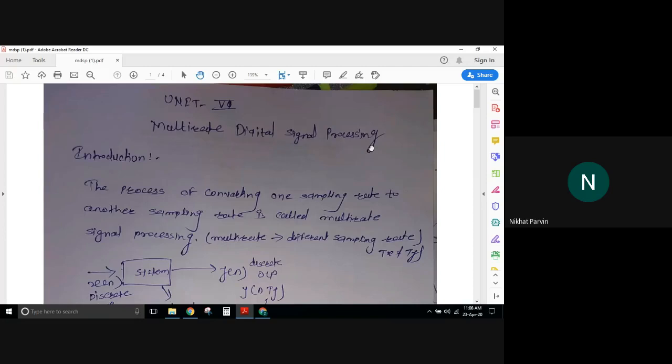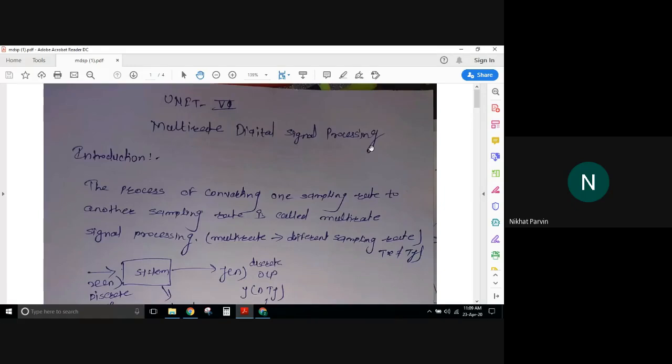Multi-rate digital signal processing is when you are dealing with a system which operates on different sampling rates. When you have different sampling rates from your input to output, we call it multi-rate digital signal processing. People also define it as converting one sampling rate to another sampling rate, and the system which does this function is called a multi-rate digital signal processor.